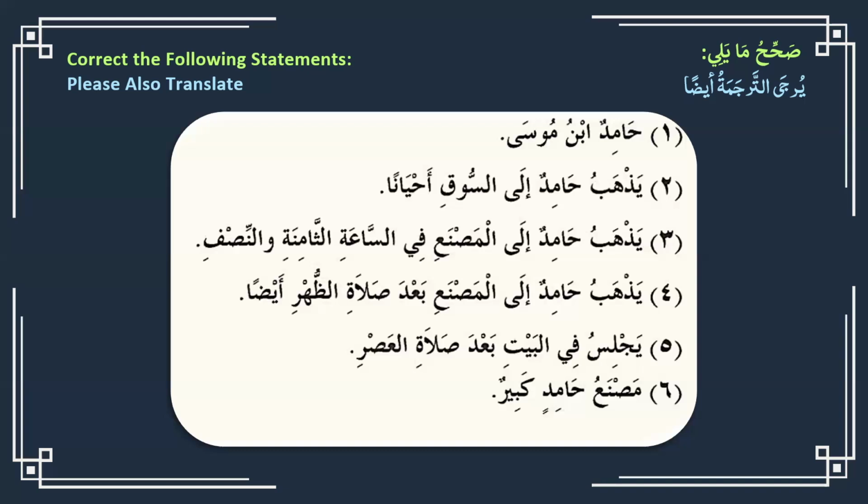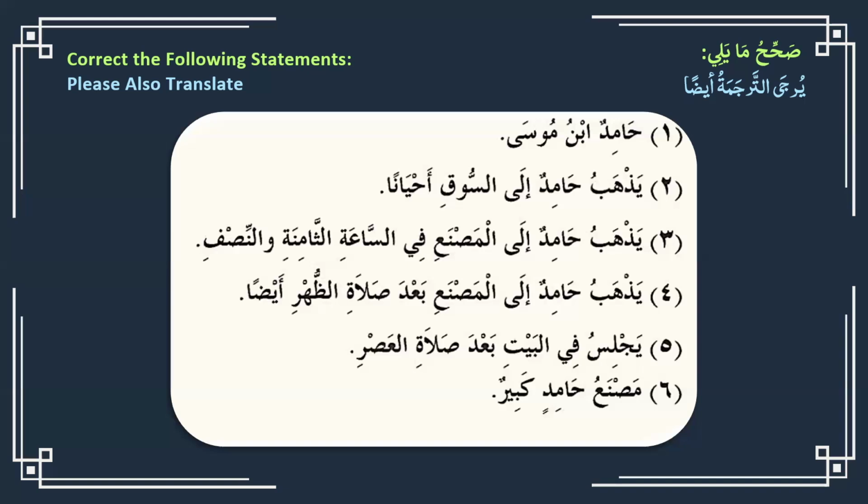يذهب حامد إلى السوق. You can look at كل يوم. What is the word for always? Always is أبدا... دائما. Yes. Okay. يذهب حامد إلى السوق دائما. Okay, دائما. Next one. Is the next one correct or not?